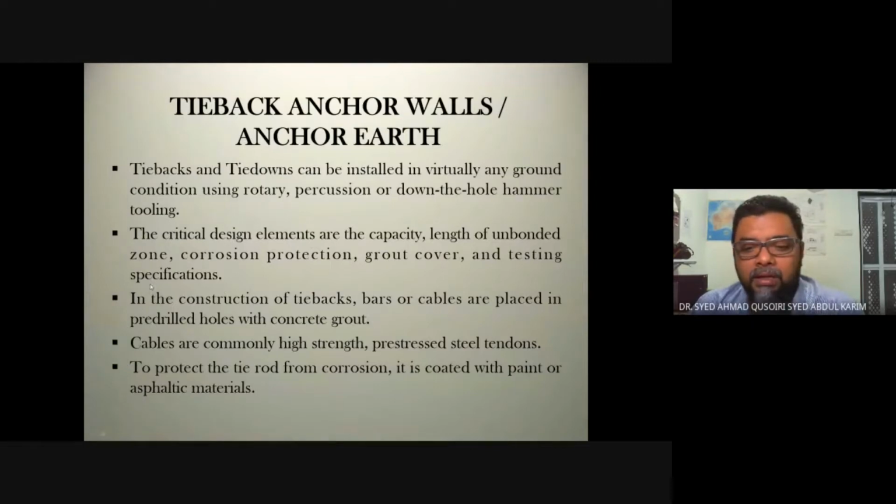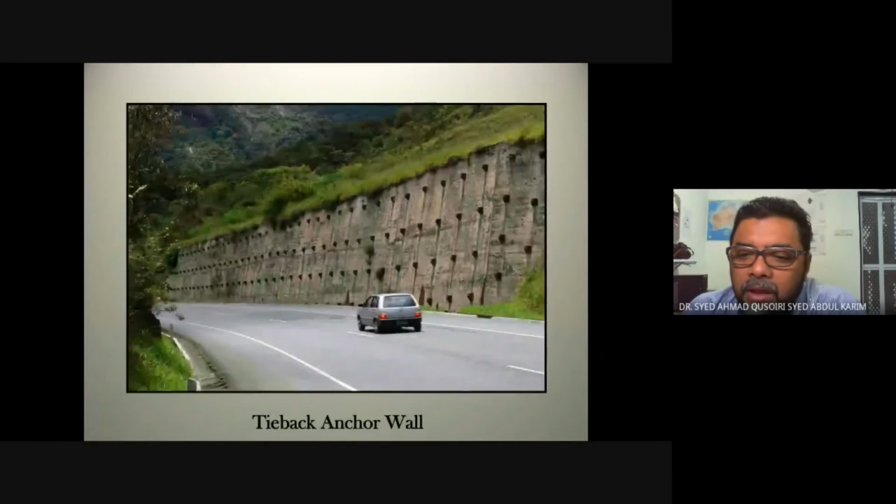Construction of tieback: bars or cables are placed in pre-drilled holes with concrete grout, same like before. Cable accommodates a high-strength pre-stressed steel tendon, and to protect the tie rod from corrosion it is coated or painted. So we have some sort of concrete wall here being built together with this tieback. So this is a hybrid system.